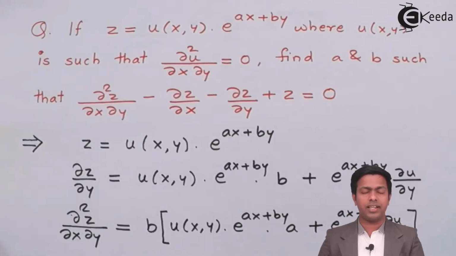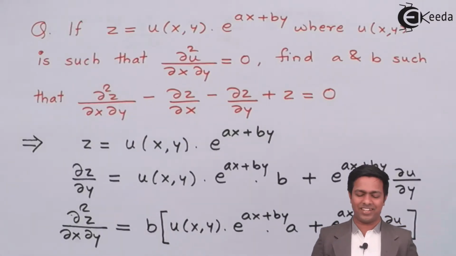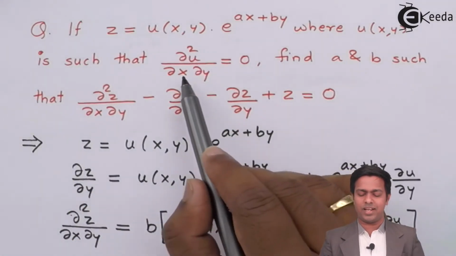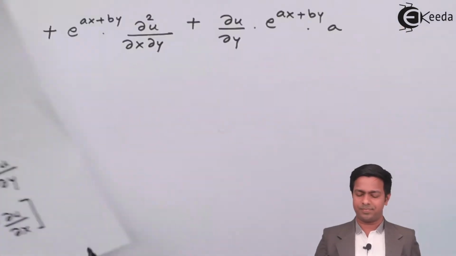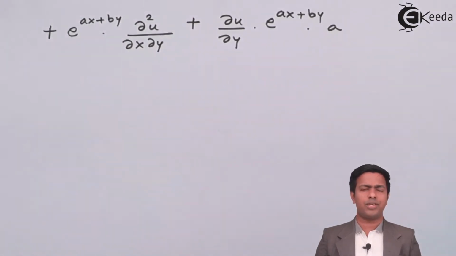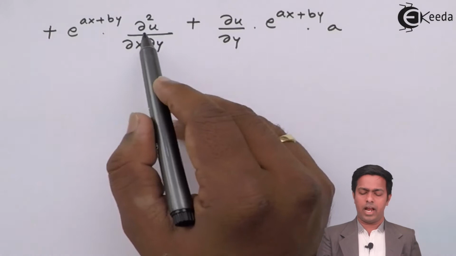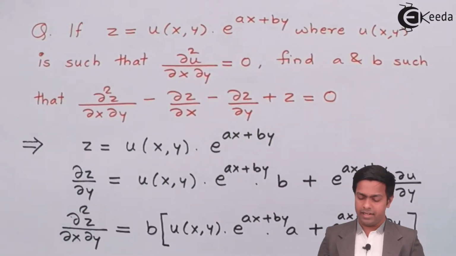Now before proceeding, let's again read the question. So in the question it is given that the value of ∂²u/∂x∂y is equal to 0, and guys, we got this term here. So it means this value is 0. So what we'll do is we'll put this as 0, and from the whole function we can take e to the power ax plus by common.